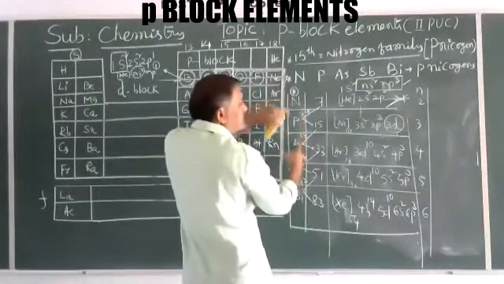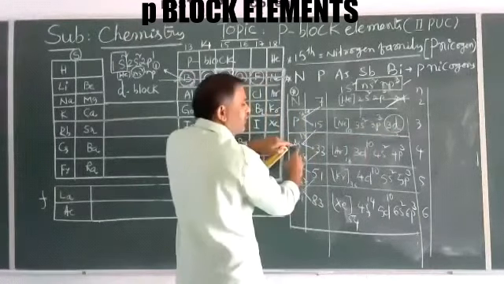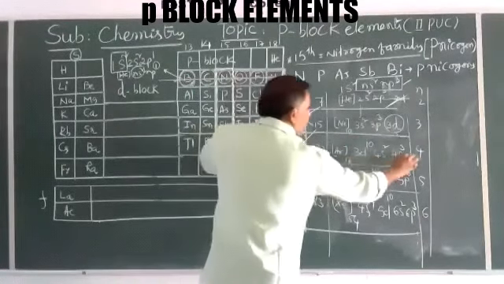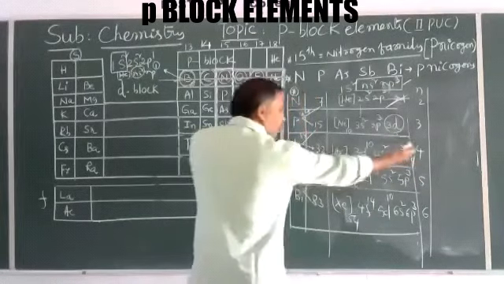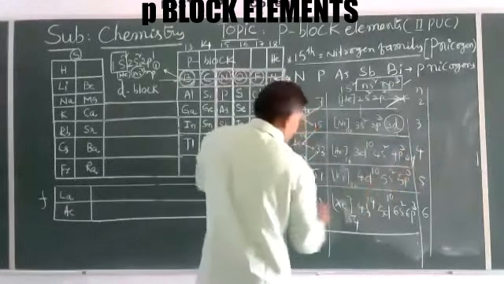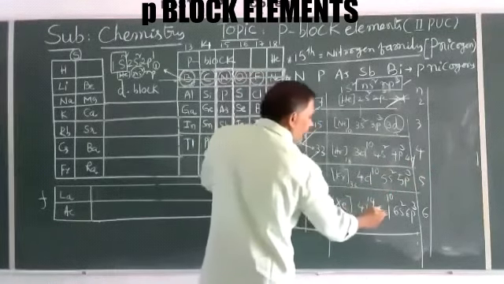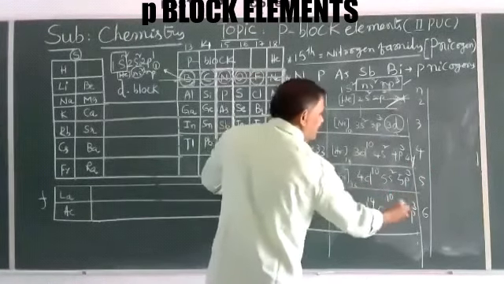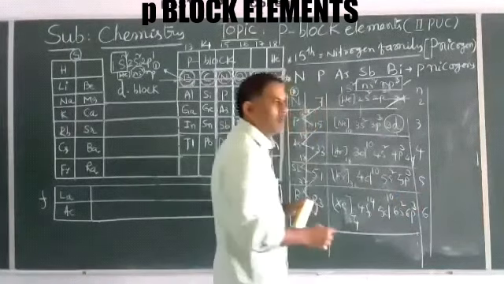Like phosphorus, 3d is there, and in arsenic, 3d is there. Here 4d also exists, and here 4f also. Now in antimony, 4d and 5f exist. Now in bismuth, 4f and 5d. This means all the subshells, s, p, d orbitals, are available.